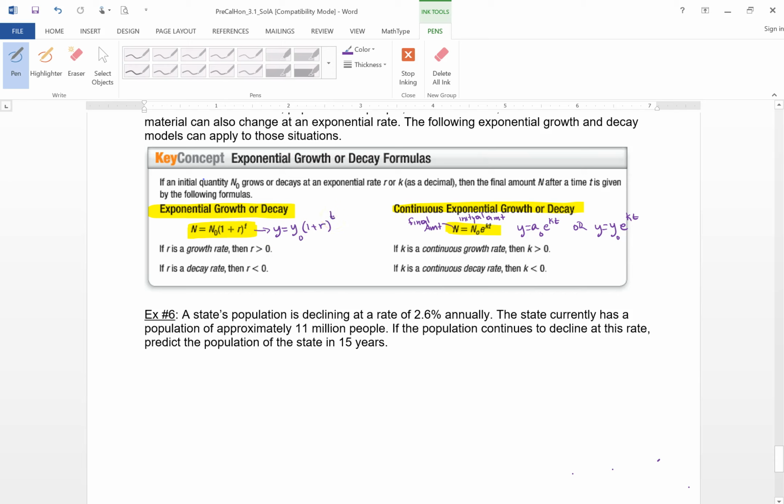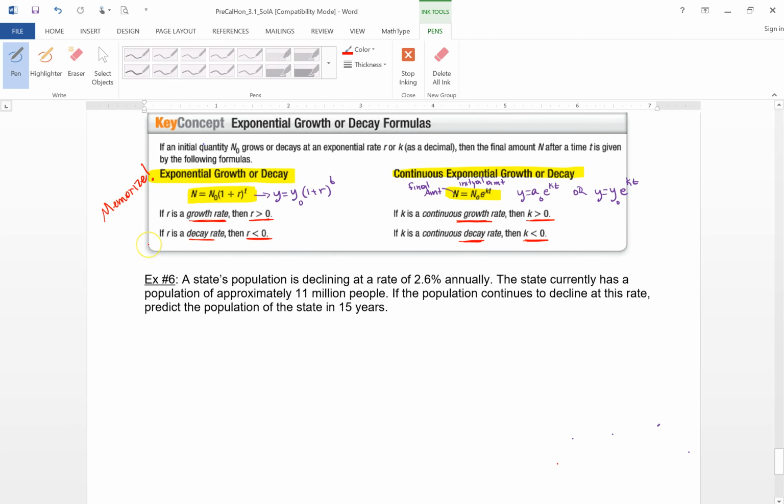Now, this is important. If r is growth, then r is greater than 0. For decay, r is negative. Same thing here. Continuous growth, k is positive. Continuous decay, k is negative. Do we have to memorize these formulas? Yes, we do. Just write that down so you remember.